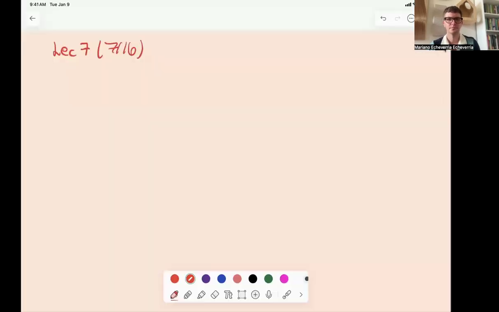Okay, let's see. So what I was saying is about the splines, the cubic splines.